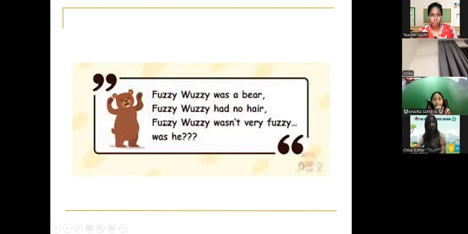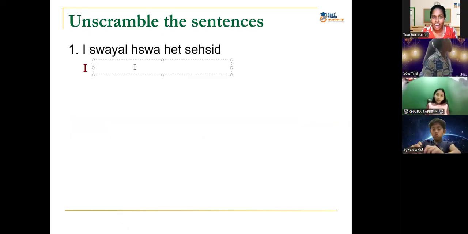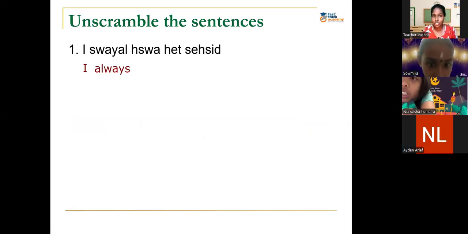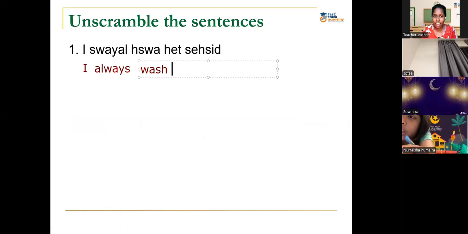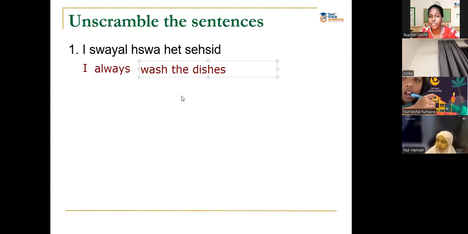We are going to unscramble the sentences. Okay, can we try this? Now, can you tell me what is the first one? What is that? Always. I always wash the dishes. Very good. Very good. Okay, we have a few more that we are going to try together.